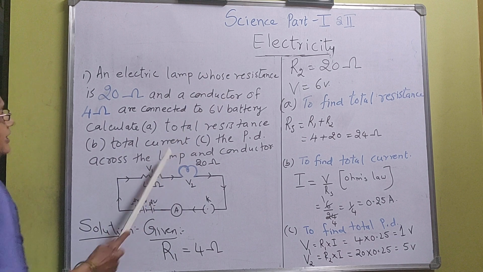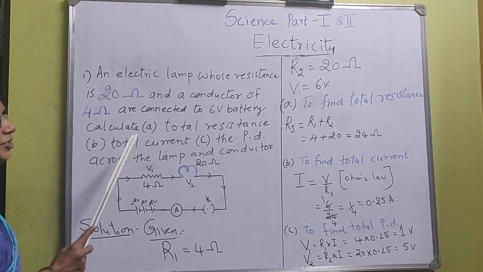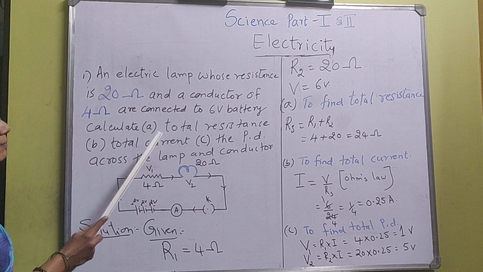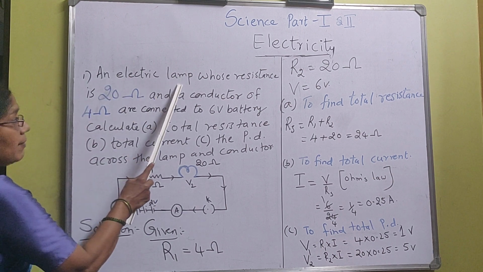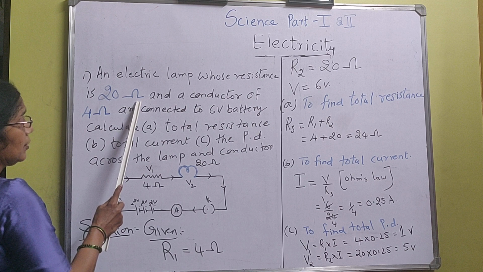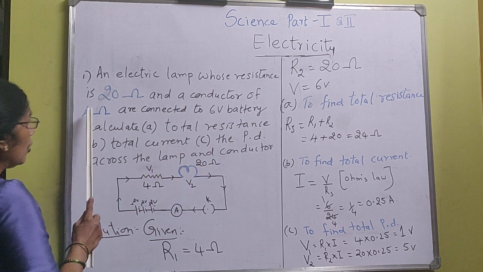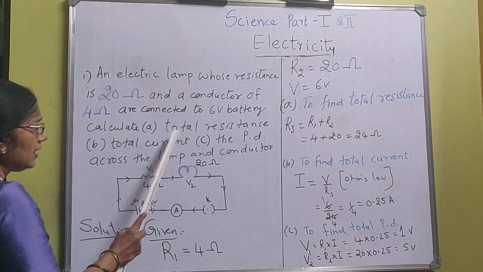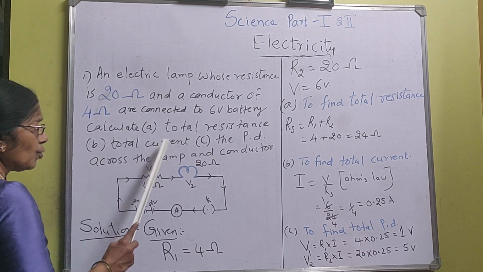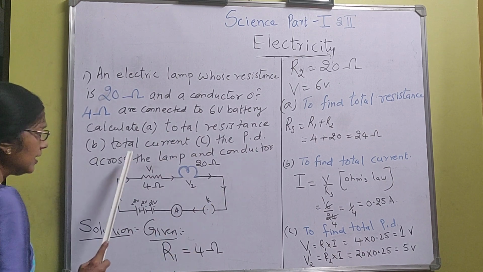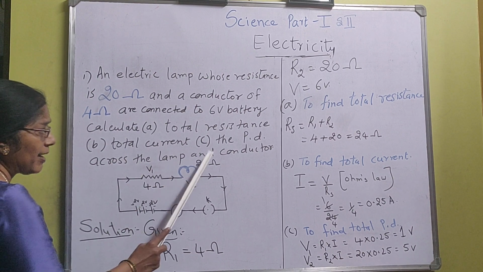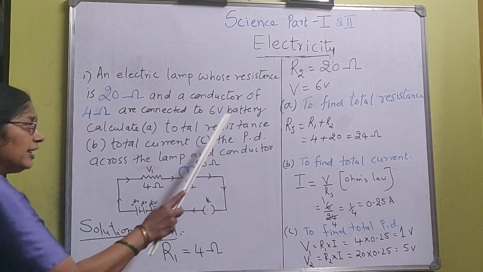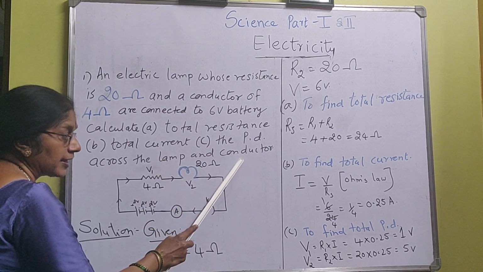Let us see one example regarding combination of resistors in series. Let us see what this example says. An electric lamp whose resistance is 20 ohms and a conductor of 4 ohms are connected to a 6 volt battery. Calculate total resistance, total current and the potential difference across the lamp and conductor. Means we have to find out potential difference across the lamp separately and potential difference across the conductor separately.